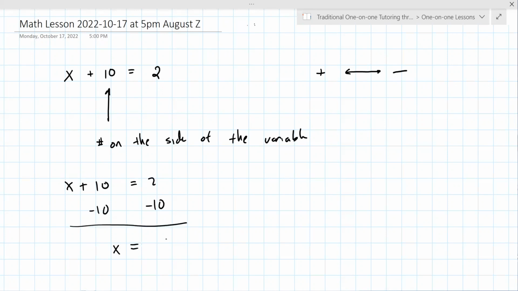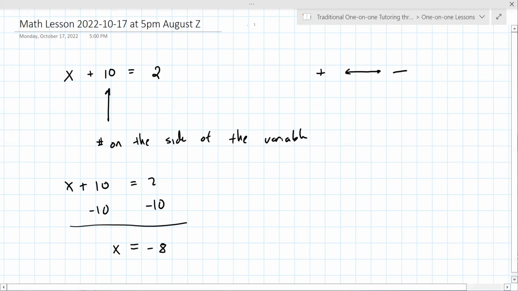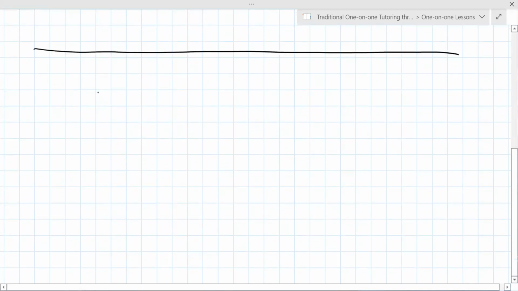So x equals -8. Okay, so let me know when you get that down, and I have it down. We'll look at another problem here. What I'm trying to show you here is that it doesn't matter which side the variable's on. So let's say it's a equals x plus 13. You always look at the 13, so you'd subtract 13.